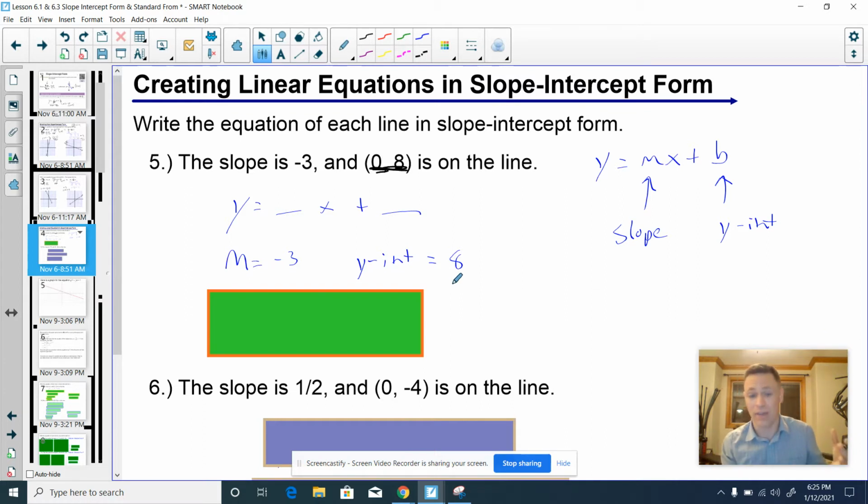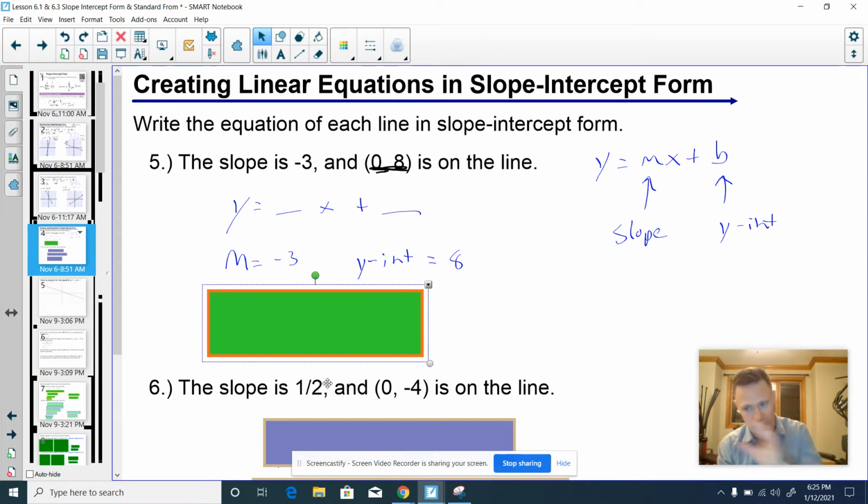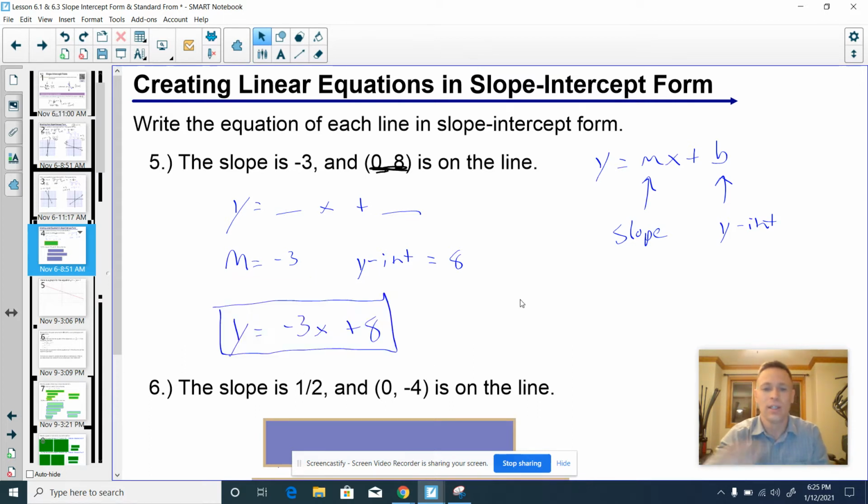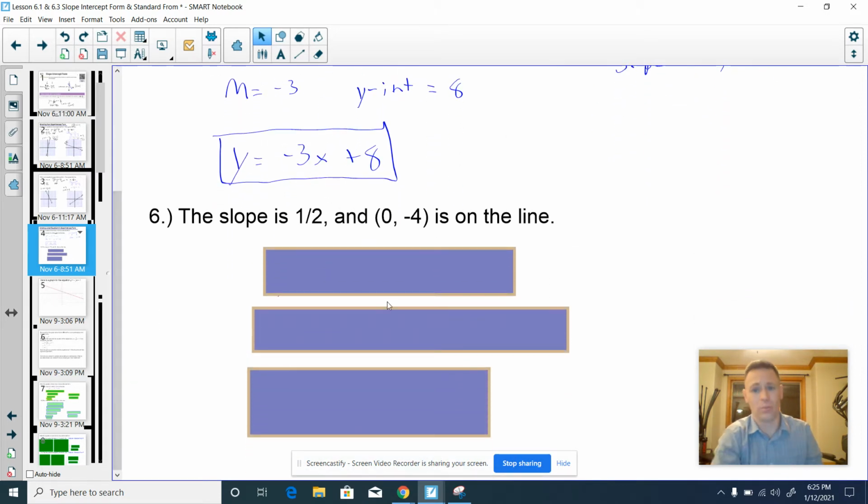So I actually do have everything I need to know to write this equation. And so there's really no work to be done here, but we are pushing in that direction. So just hold on. That means my equation then is y is equal to -3x plus 8. Okay, so pause the video right here. Do it. Try it on your own.